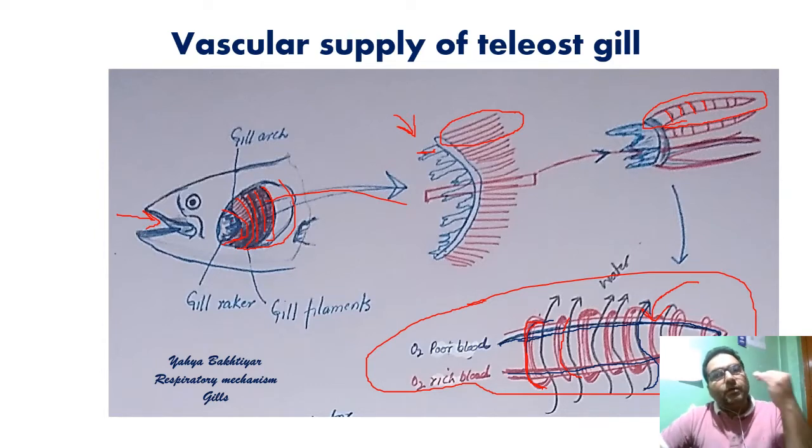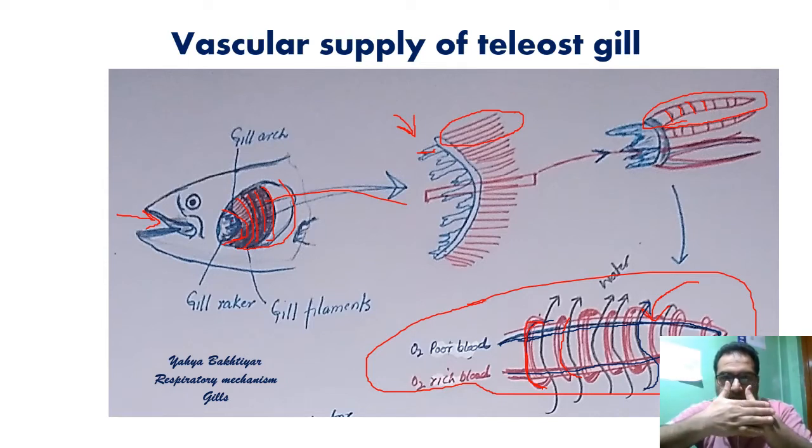When the direction of the flow of the blood and the flow of the water are in opposite directions, we call this mechanism the countercurrent mechanism, so that the maximum exchange of the gases takes place.